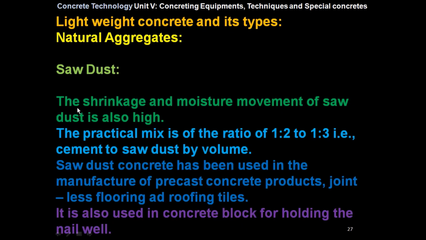The shrinkage and moisture movement of sawdust is also high. The practical mix is of the ratio of 1:2 to 1:3, that is cement to sawdust by volume. Sawdust concrete has been used in the manufacture of precast concrete products, jointless flooring, and roofing tiles. It is also used in concrete blocks for holding nails well.